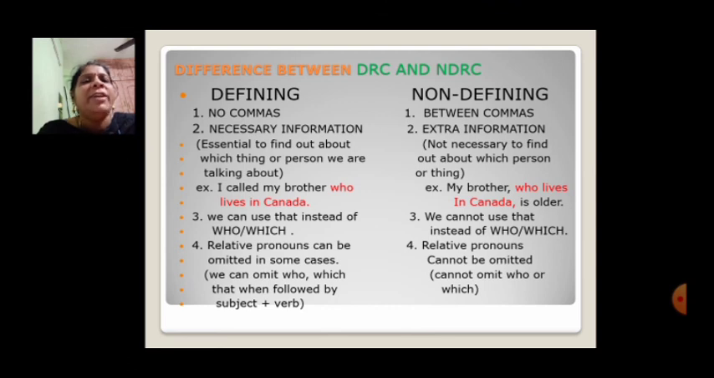The usage is very, very important when you write sentences also. So, basically you should know the difference and know about these relative clauses. Hope you have understood the class very nicely. Hope you have grasped all that I have explained to you.